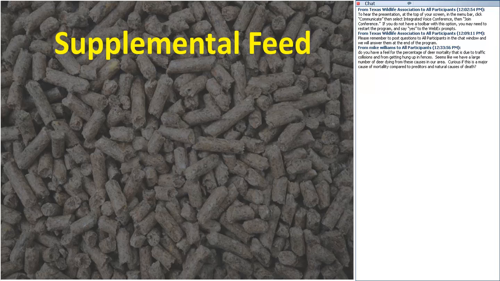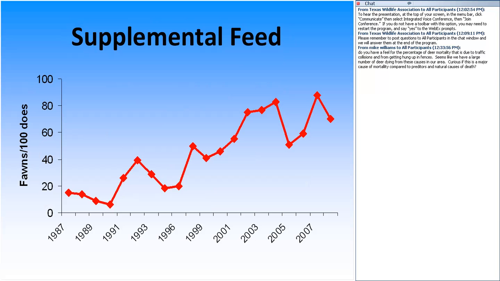Okay, I'm going to move toward a final phase of the presentation here and talk about some management actions. And really a bulk of this is going to be on supplemental feed because that's where we've put a lot of our recent research efforts. I have some comments on predator control and fawning cover and some other management techniques that you might want to consider if you want to influence fawn production on the property that you manage.